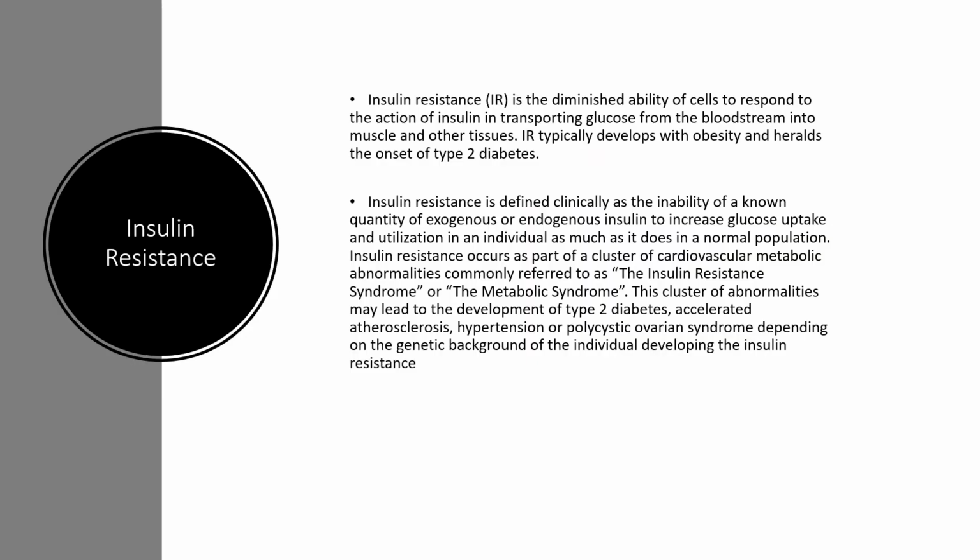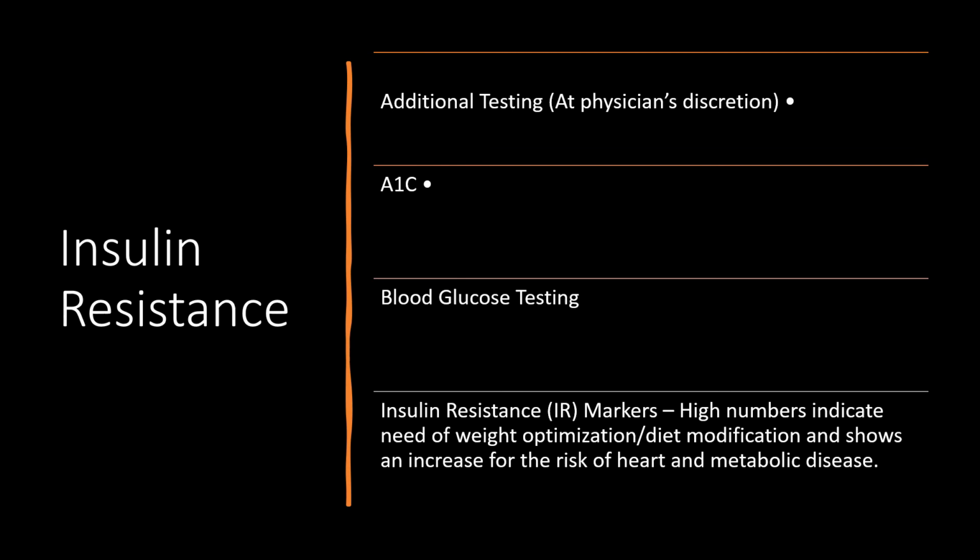Insulin resistance is the diminished ability of cells to respond to the action of insulin in transporting glucose from the bloodstream into the muscle or other tissues. This type of resistance usually develops with obesity and can herald the onset of type 2 diabetes. Insulin resistance can occur as part of a cluster of cardiovascular metabolic abnormalities, commonly referred to as insulin resistance syndrome or the metabolic syndrome. Additional testing may include an HbA1c and blood glucose testing. High numbers may indicate the need for weight optimization and diet modification.